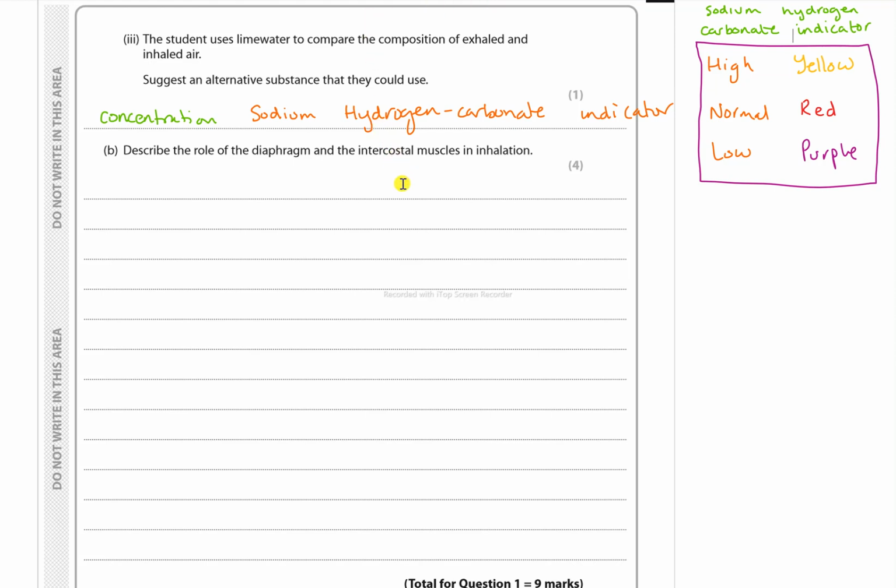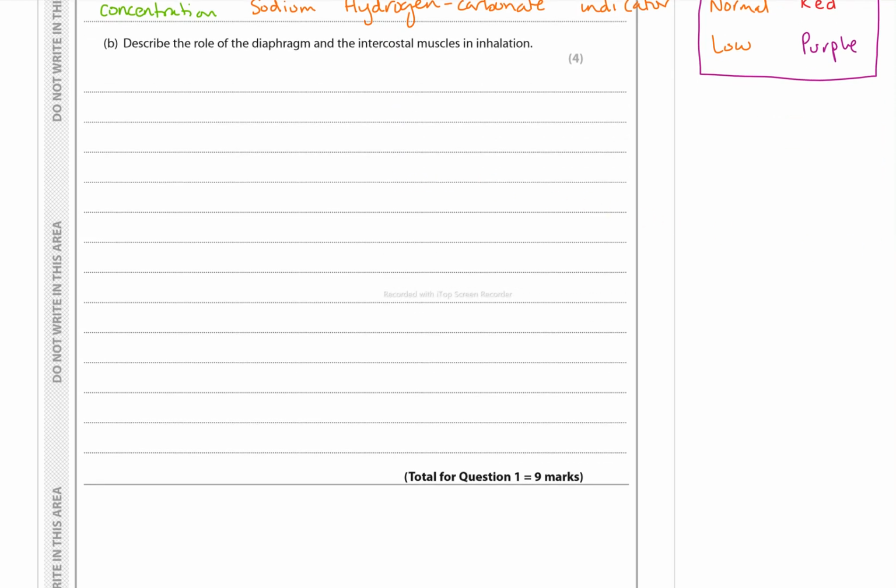Describe the role of the diaphragm and intercostal muscles. Okay, so it's basically breathing. What happens when you breathe? So there's your rib cage, there's your diaphragm, those are your ribs, your costals, and you have external and internal intercostal muscles.